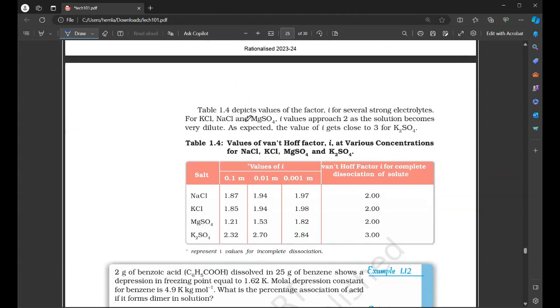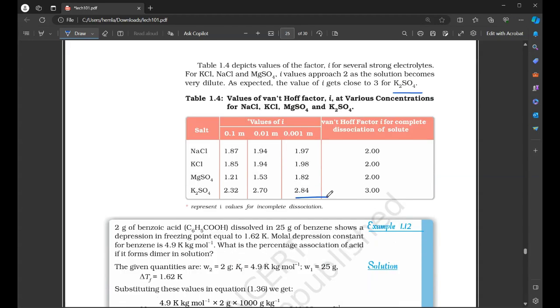Table 1.4 depicts values of the factor i for several strong electrolytes, for KCl, NaCl, and K2SO4. i values approach 2 as the solution becomes very dilute, as expected. The value of i gets closer to 3 for K2SO4. Like here it is closer to 3.